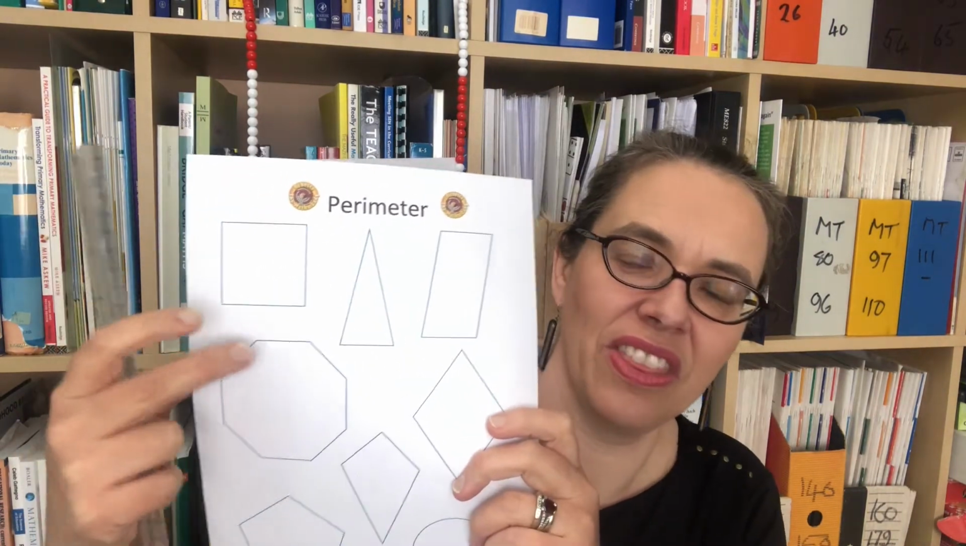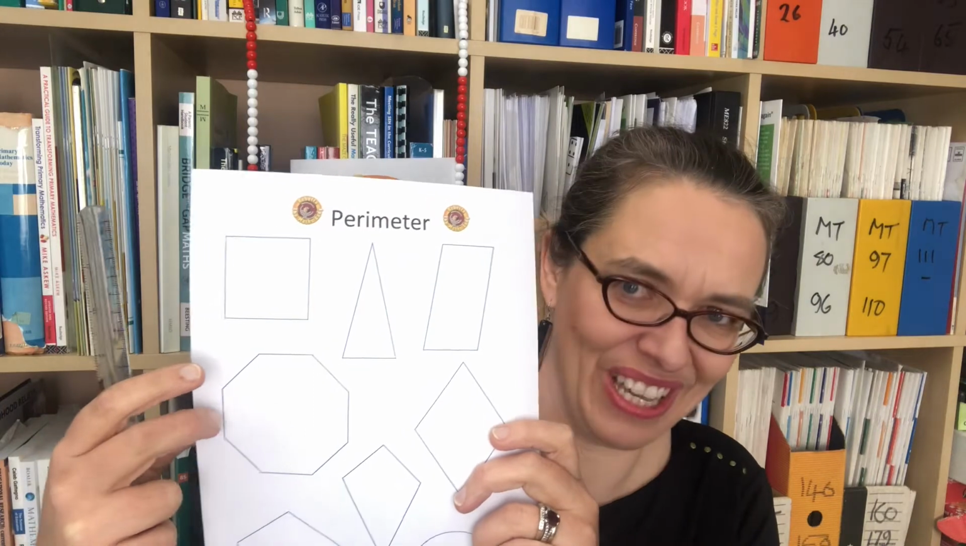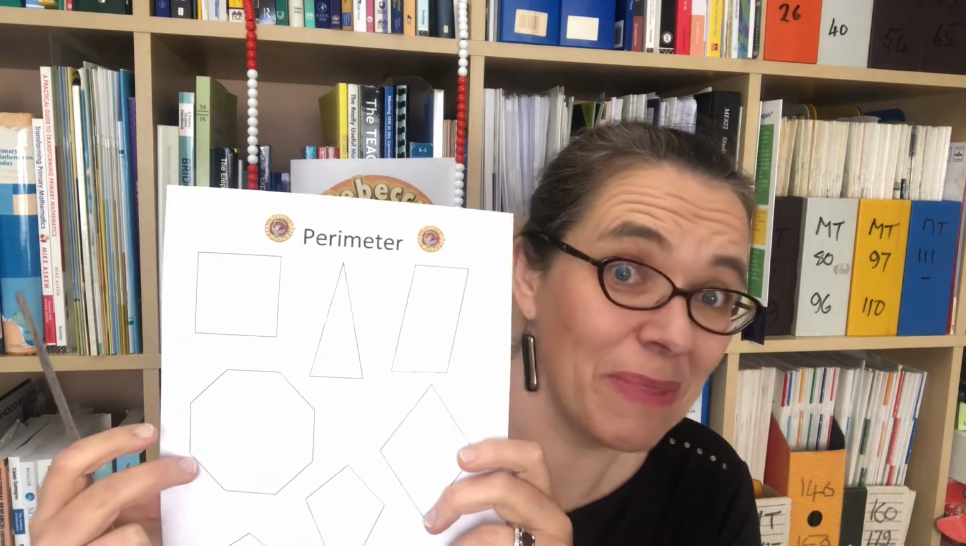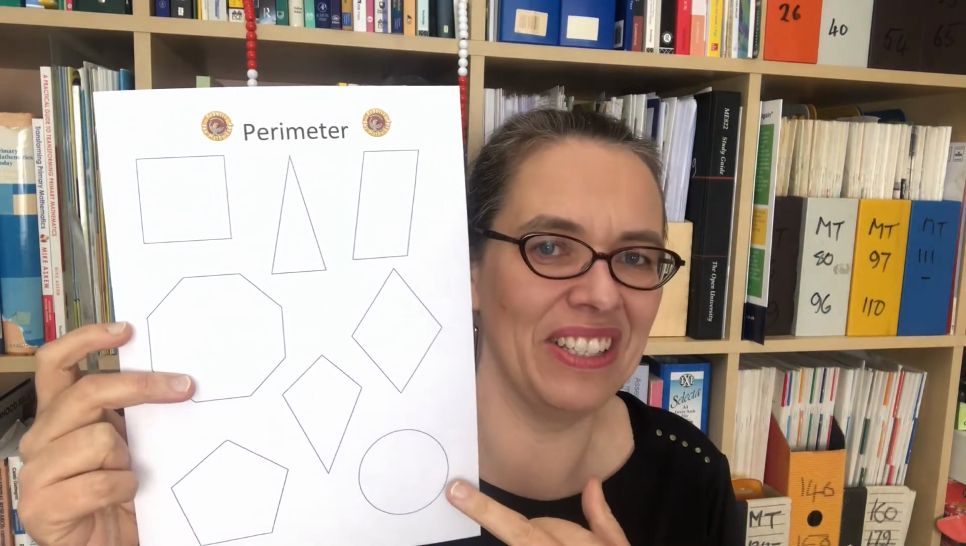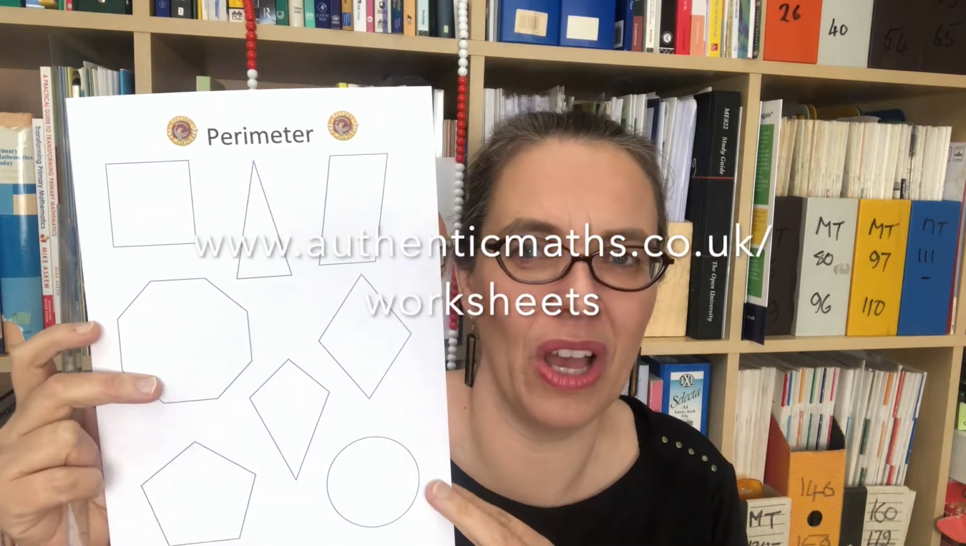You can start to see if there's any reasoning going on. This is a regular octagon. So do they really need to measure every side? And then I've just popped this in the corner. This worksheet will be free to download in all the usual places that you can find at www.authenticmaths.co.uk/worksheets. So what do they do when they get to here?